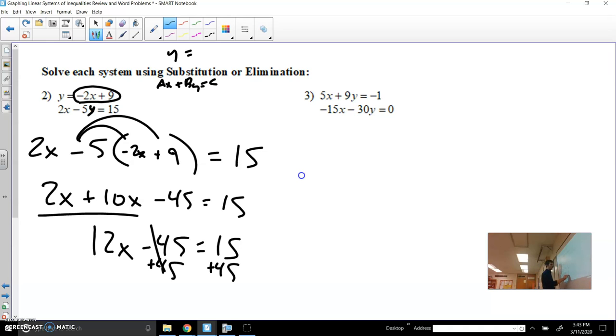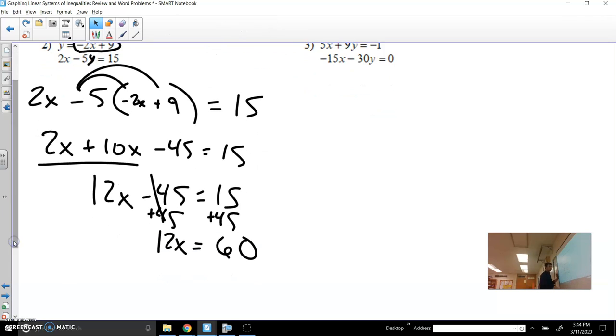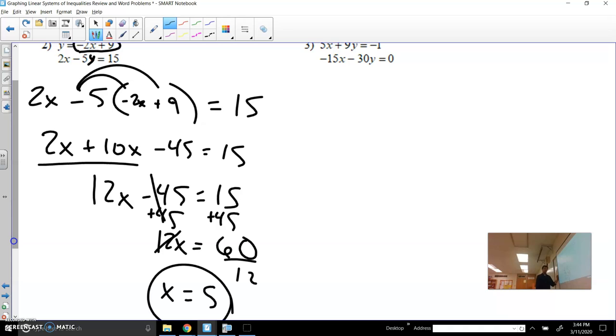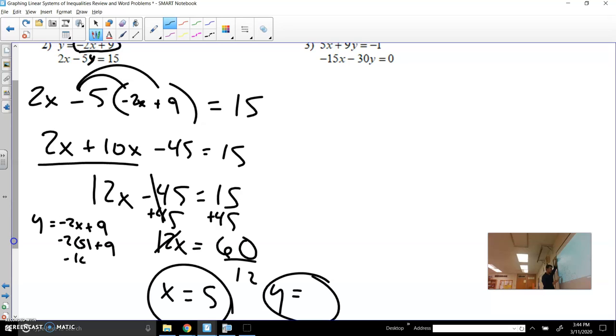Add 45 from one side to the other. 12x equals 60. And then we will divide 12 to find out that x has to be 5. Well, for any system, you have to know both x and y. So I'm going to go back into the problem and say, well, y equals negative 2x plus 9. And now I know that x is supposed to be the value of 5. So negative 2 times 5 is negative 10. And if you add 9 to that, you get negative 1. So that is your answer, 5, negative 1.